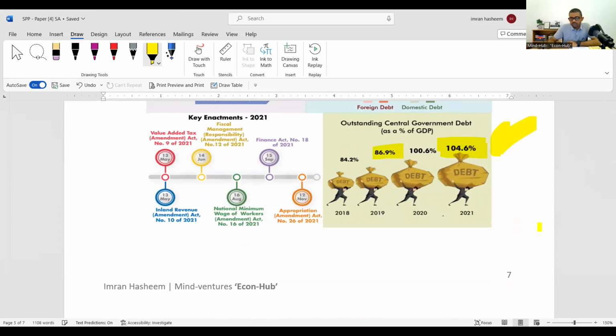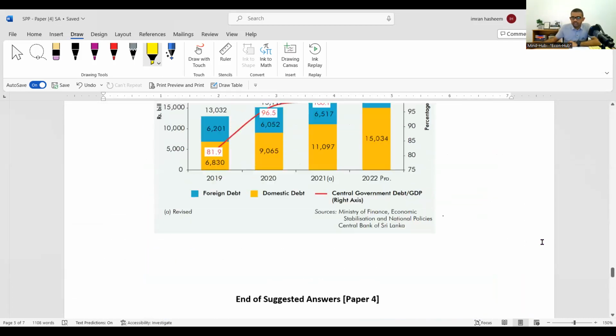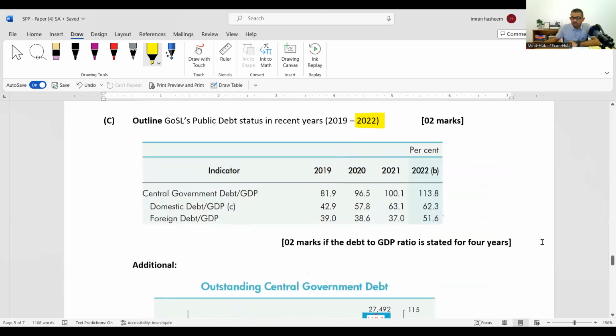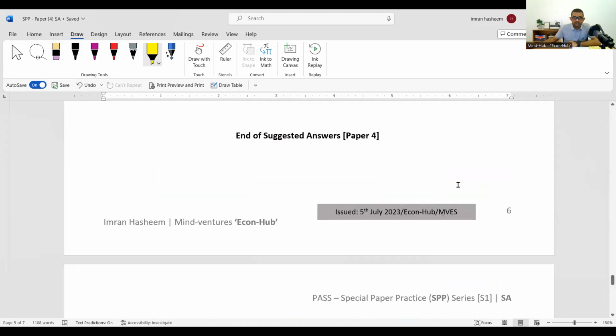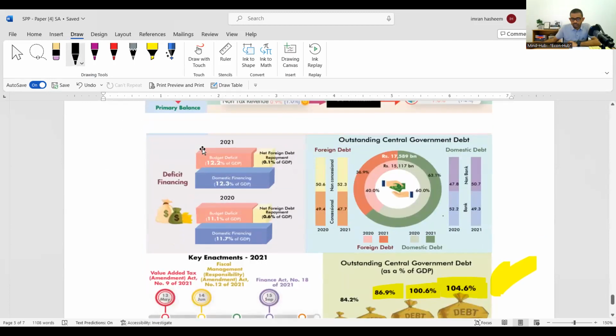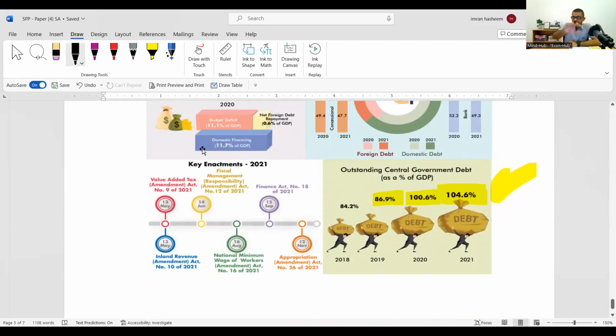So for 2019, 2020, 2021, you can remember these. But for 2022, you will have to depend on the 2022 annual report. I think that's a better strategy for you. 113.8, so we'll use that. Take these values. These infographics are from the 2021 report, so they are relevant to you.